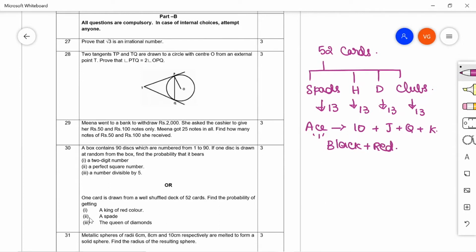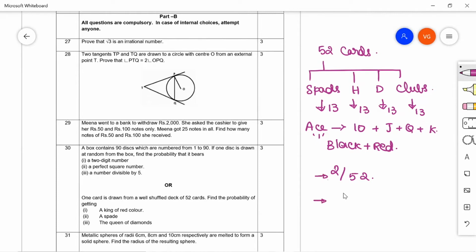Now the first question here is a king of red color. Out of 4 kings, you will have 2 red colors. So you can write it as 2 by 52. So the probability of getting a red color king is 2 by 52.